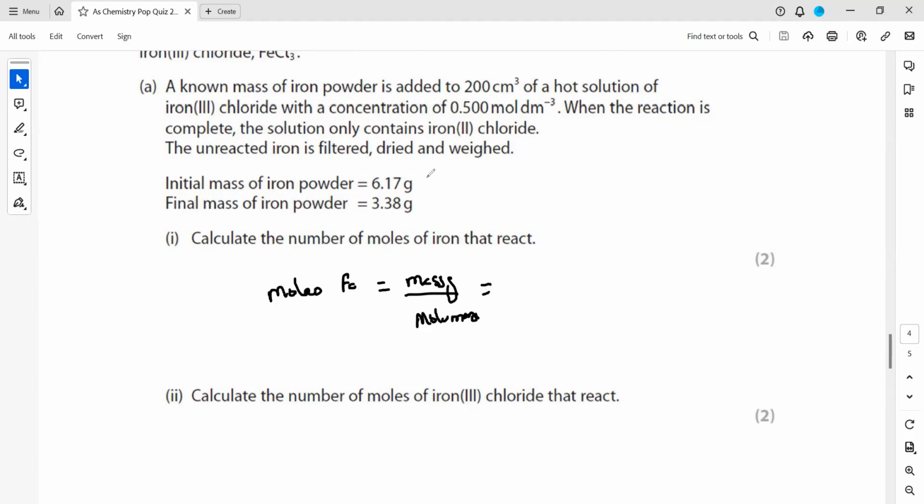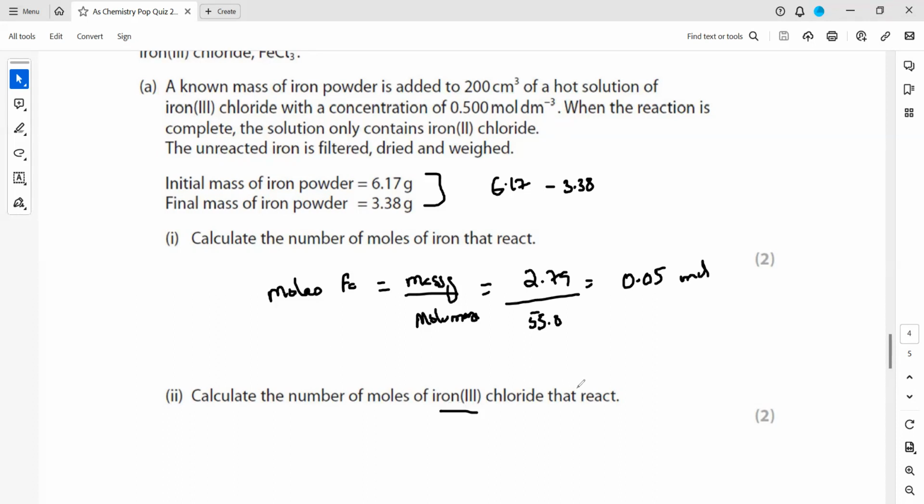We used iron powder 6.17 and after the reaction 3.38 is left. So how much has reacted? We have to take the difference, 6.17 minus 3.38. This will give us the mass of iron that reacted. So 2.79 divided by the molar mass. You have to use a periodic table. Iron is 55.8. So when you divide, you will get 0.05 moles of iron reacted.